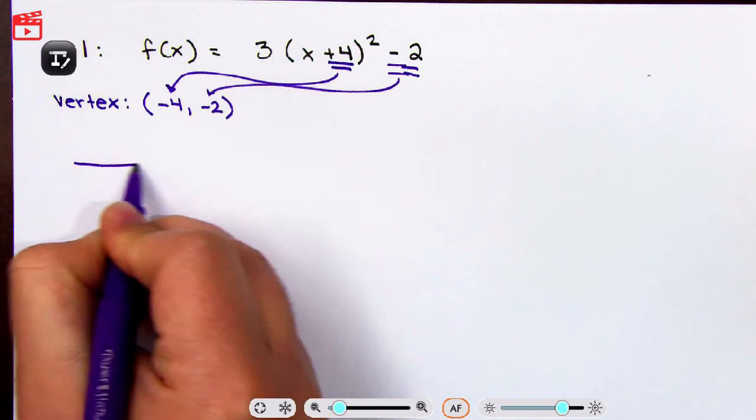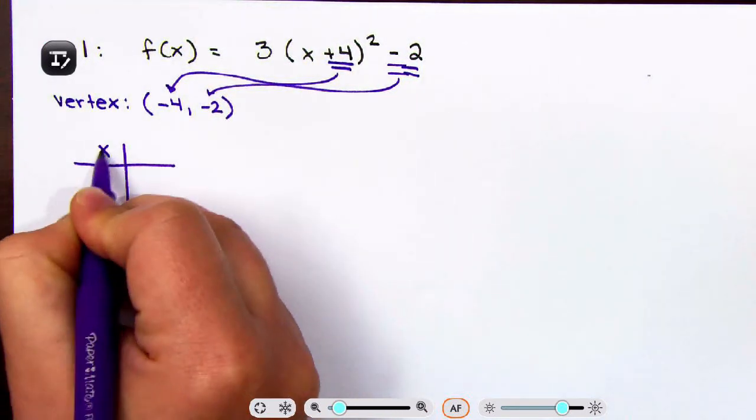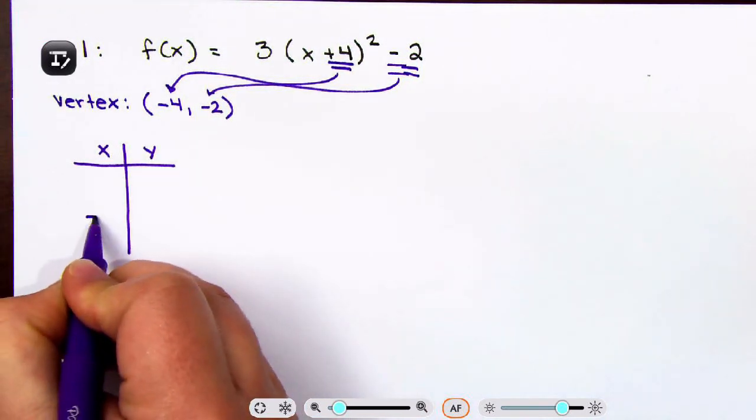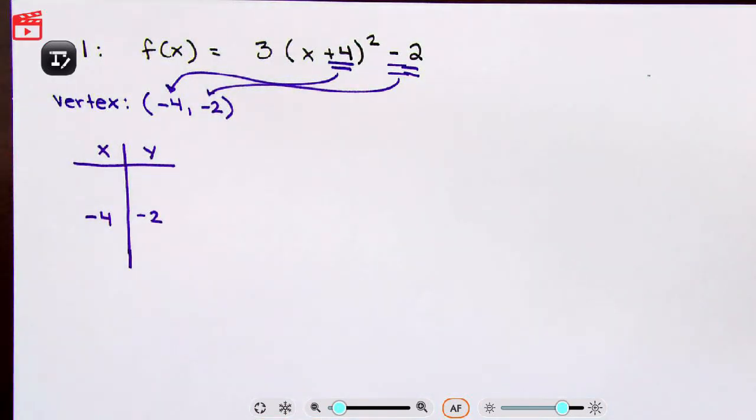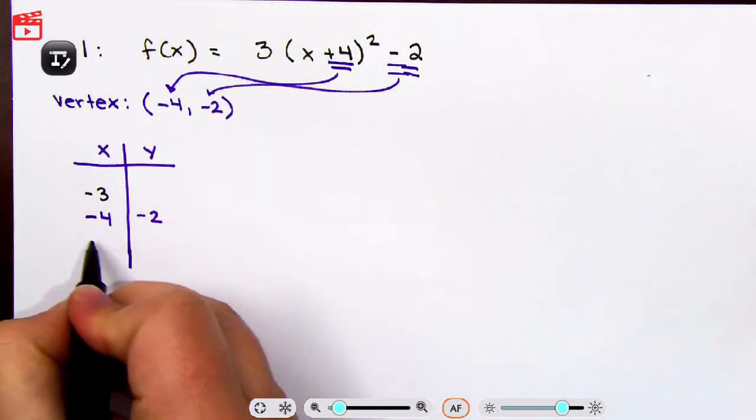Step number two is to write your t-chart. Here's your x, here's your y. You're going to place the vertex point in the middle. Step number three is to go one above, one below. So I'm going to have a -3 here and a -5 here.